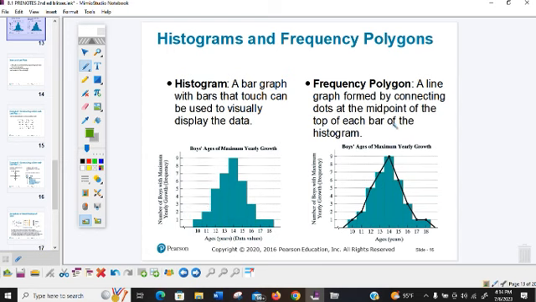Now this one's called a frequency polygon. It's the same information, but this one, instead of being a bar graph, is a line graph. It's this black graph. So you put a dot up there instead of drawing a bar, and then you connect all your dots. And a frequency polygon does connect back down to the x-axis as well.